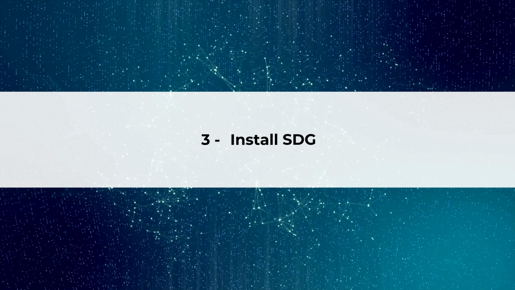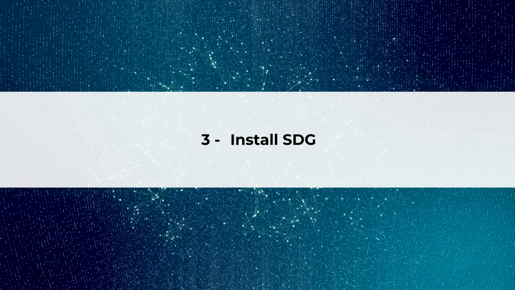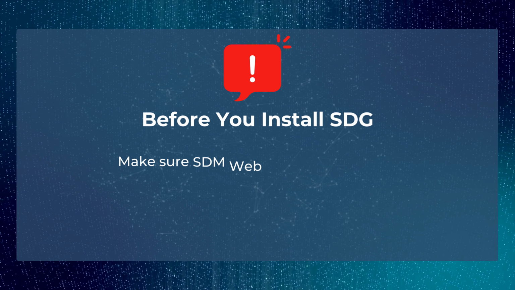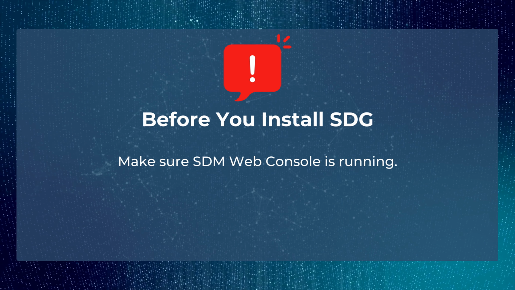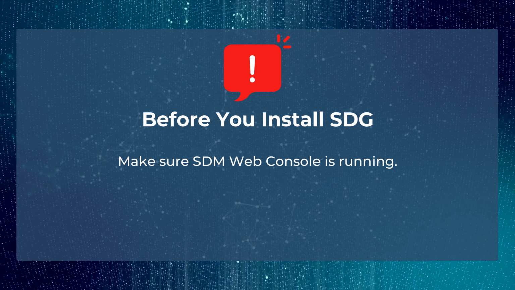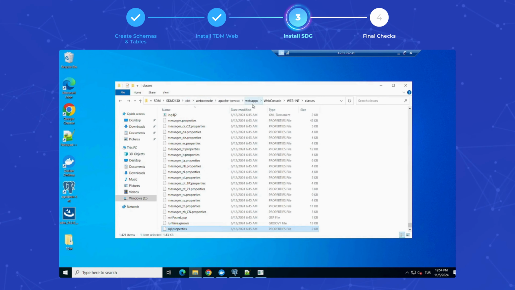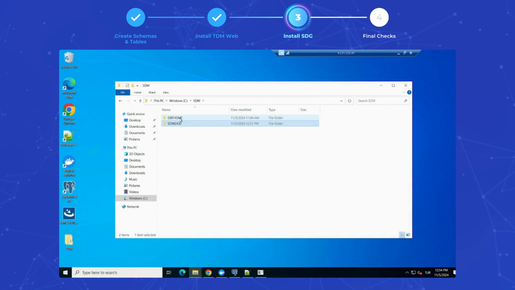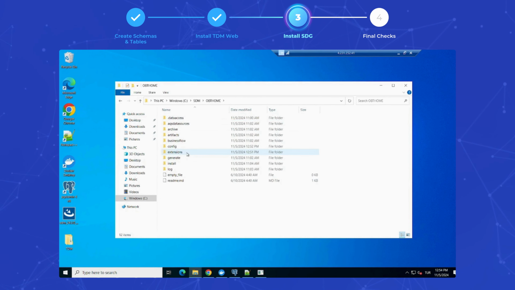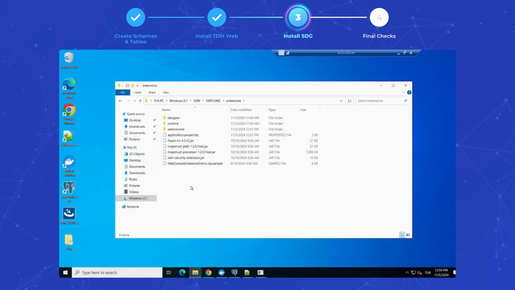Step 3. Install Synthetic Data Generation SDG. Make sure SDM Web Console is running before starting the SDG installation. 1. Go to the given folder path and copy SQL.properties. 2. Go to OBT Home Extensions folder and paste SQL.properties.